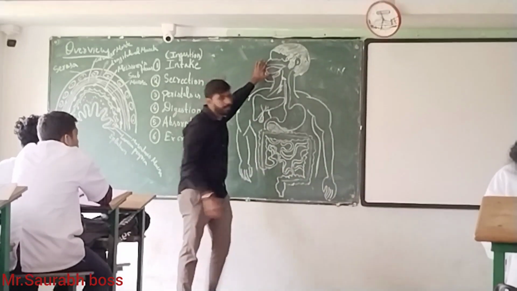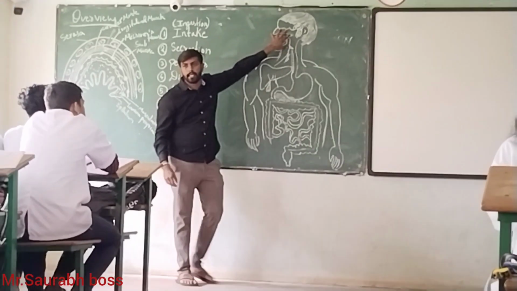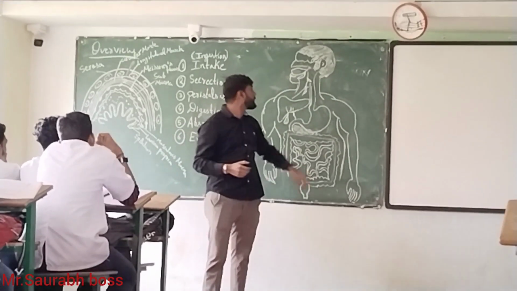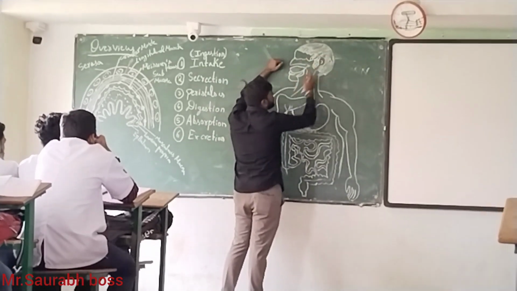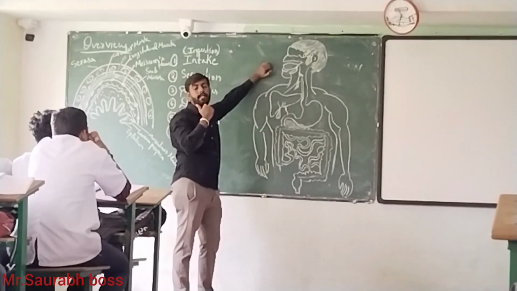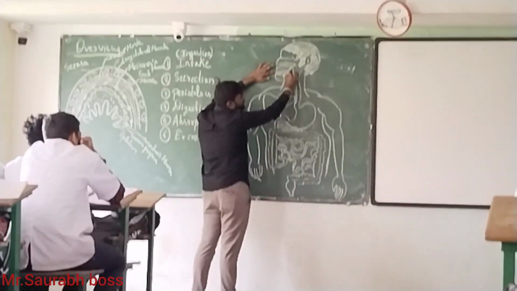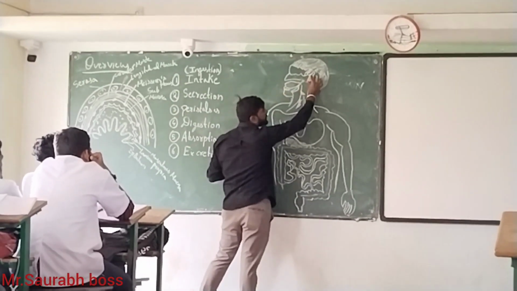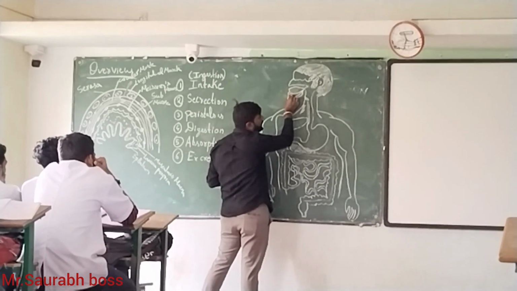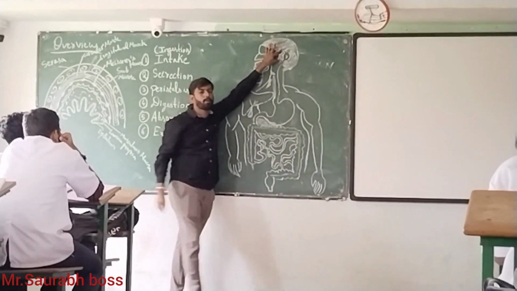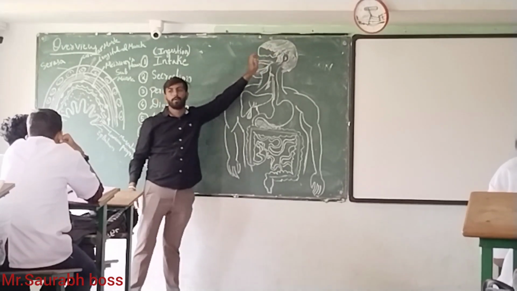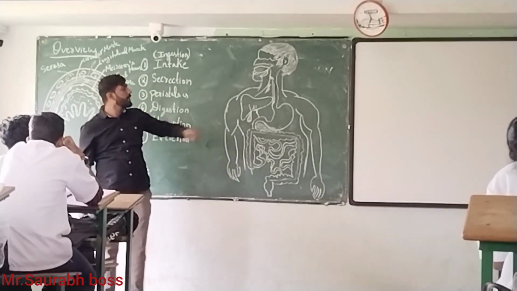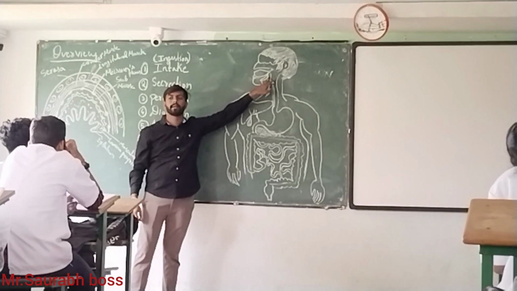In the mouth itself there are three glands, mainly called the salivary glands. They are located below the tongue, in the inferior part of the tongue, here and here. How many salivary glands are there? Three. One is here, one is below the tongue, one is here. For this one we have the parotid gland. For this one we have the sublingual gland. For this one we have the submandibular gland.